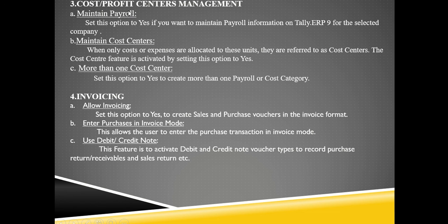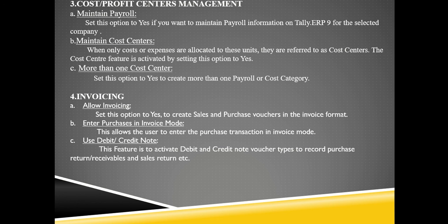Moving on to the next option, which is cost or profit center management. Maintain payroll. So if you type S, it will maintain the payroll of the company information. Or if you don't want it, you can type N. Mostly people will type S. So maintain cost centers. When only cost or expenses are allocated to centers, these are referred to as cost centers. So if you want to activate it, you can type an S. So more than one cost center. If you want more than one cost center, you can activate this option.